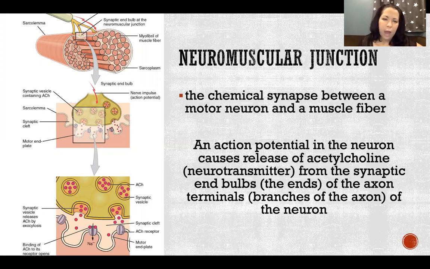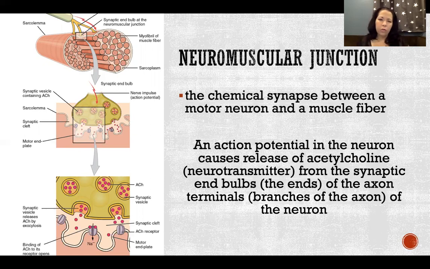So if we look all the way at the top picture there, you see there's an axon coming down from a motor neuron, and then that divides into the axon terminals. Those are the little branches, and at each end of the axon terminals, we have a synaptic end bulb, like the little feet at the bottom. And those little synaptic end bulbs are what we are zoomed in on in these bottom two pictures. So we're seeing the synaptic end bulb where it interacts with the muscle fiber that neuron is controlling.